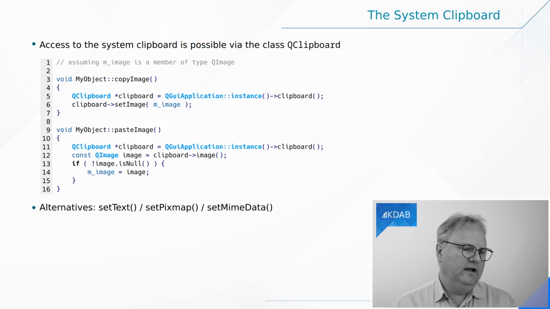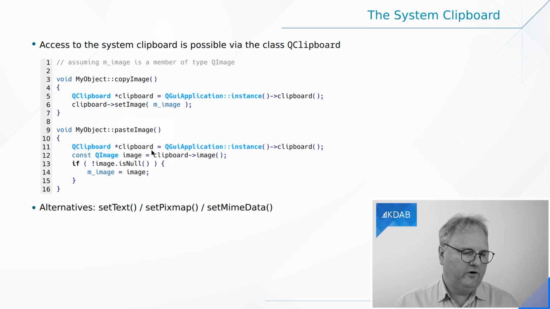And if you look at it here, copy image is just my class that has a method called copy image. That is what is bound to Control C. I assume because I go to the QGuiApplication, ask for the instance and ask for the clipboard. That's the only way I can get my hands on a clipboard. And I call set image. Okay, so that was Control C in my application here. I take the image that I have there and I put it on my clipboard.